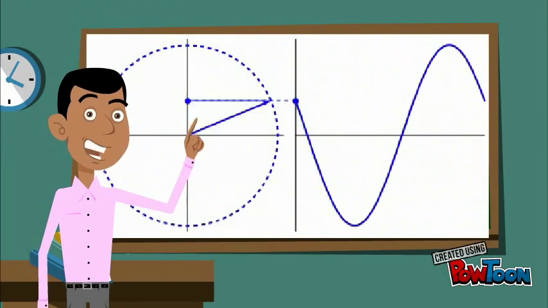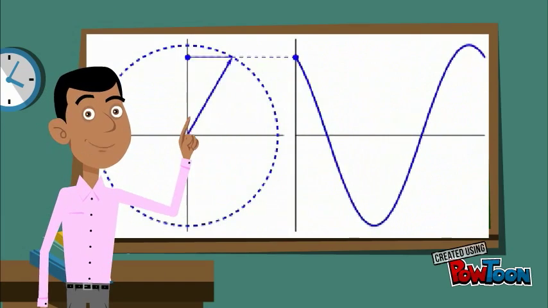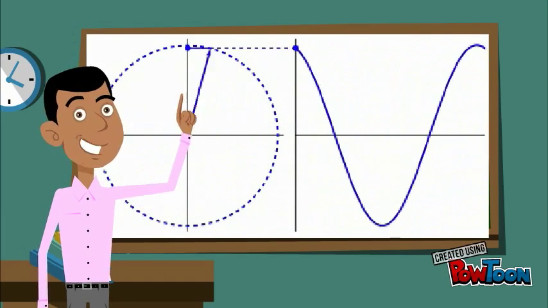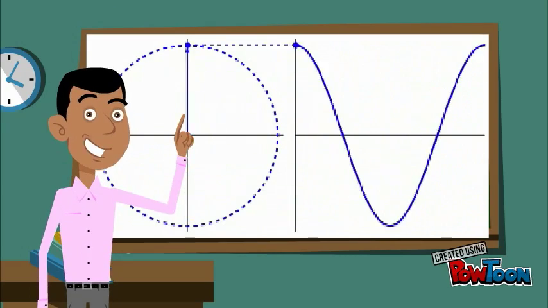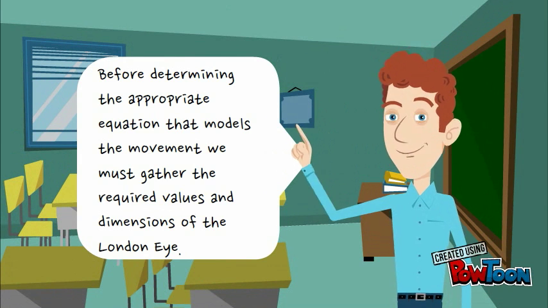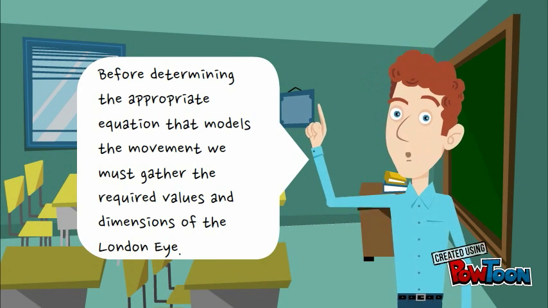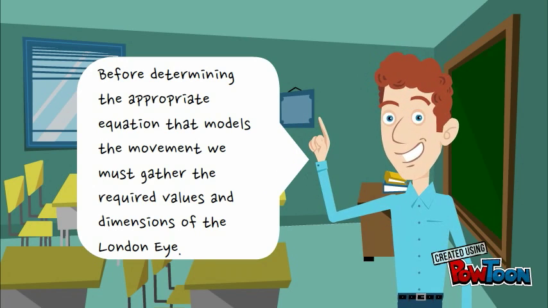Referring to this graph, one can see that the cosine graph has a consistent amplitude, axis, period, shifts, reflections, and stretches or compressions. Before determining the appropriate equation that models the movement, we must gather the required values and dimensions of the London Eye.